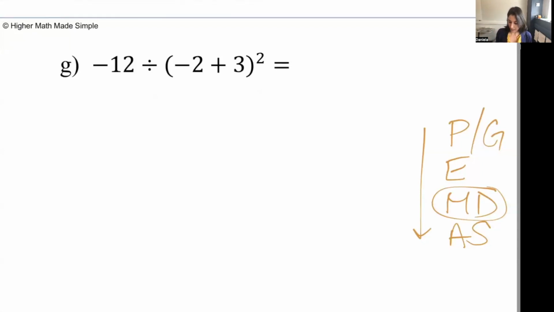And then last but not least, you look at addition or subtraction. Again, in these cases, it's whatever you see first from left to right. So addition doesn't always come before subtracting. It depends, again, what you see first from left to right.